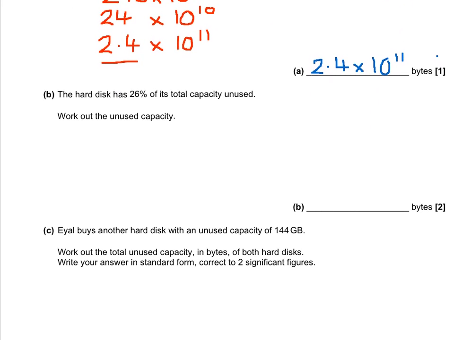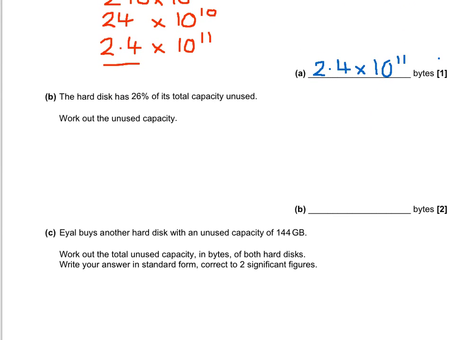Okay, part 2. The hard disk has 26% of its total capacity unused. Work out the unused capacity. So we've got a 240 gigabyte hard drive, and 26% of it is unused. So to find 26% of something, you multiply it by 0.26. So we'll do 0.26 times 240.